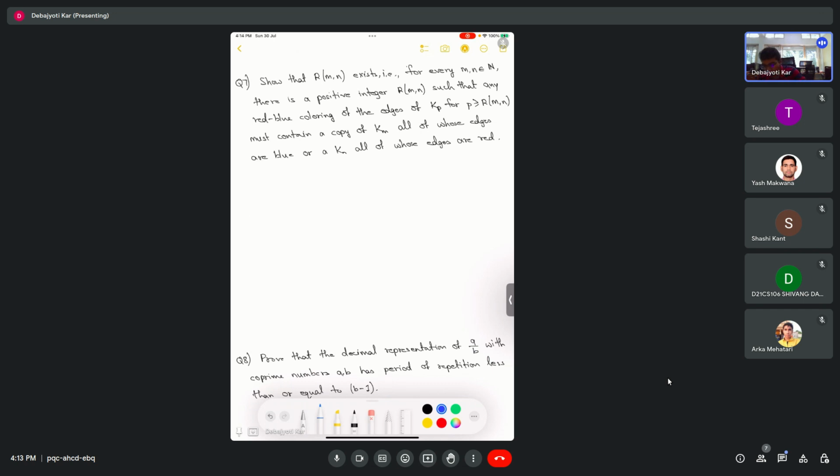The Ramsey number R(m,n) is the minimum positive integer, let's call it P, such that any graph on at least P vertices... So suppose we have a complete graph on P vertices and we color the edges arbitrarily with two colors, let's say blue and red. So either there will be a complete subgraph all of whose edges are blue, or there will be a complete subgraph all of whose edges are red. Right? So if we look at that, so what is R(m,n)?